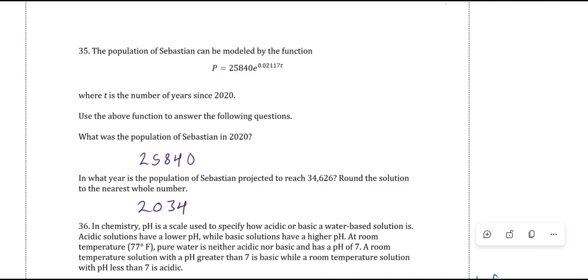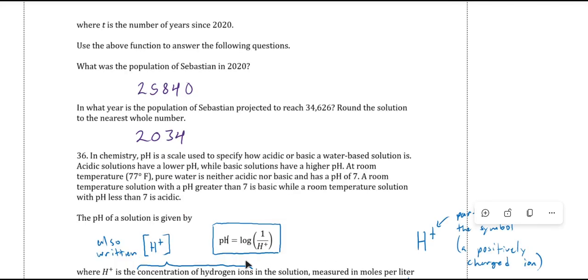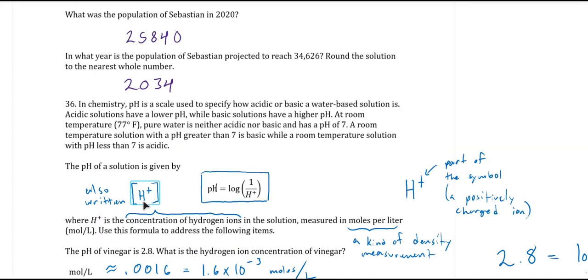The next model we'd like to discuss is the pH scale. The pH scale is a logarithmic model. It tells us to take the logarithm of 1 over h plus, where h plus, also written as h plus in brackets, is the concentration of hydrogen ions in a solution.